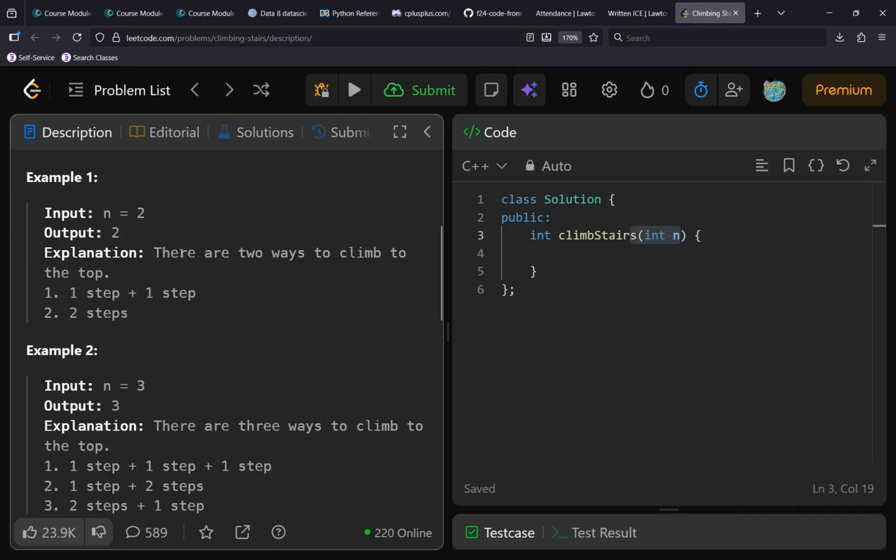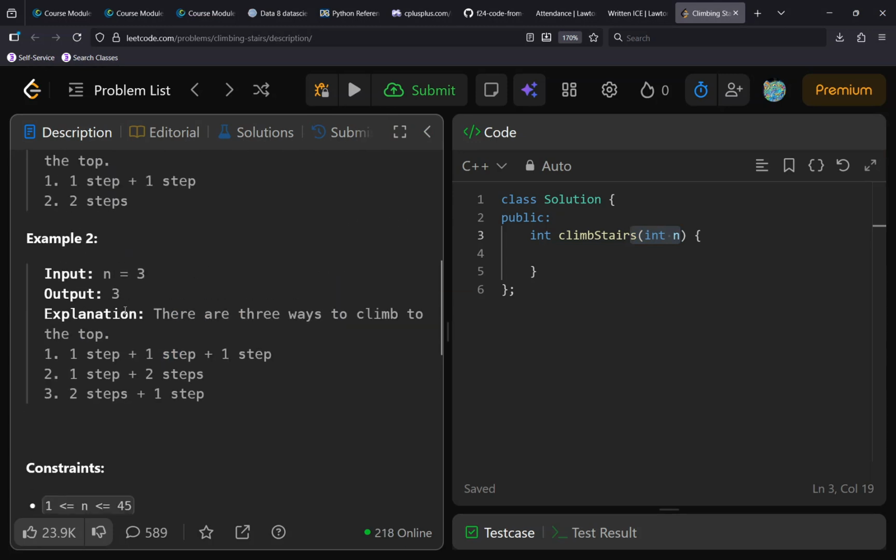So if n was 2, there's 2 ways to do it. You could do 2 1-steps or 1 2-step. N is 2, you give back 2. If n is 3, you give back 3 for this exact reason. You can go 3 1-steps, 1 step and then a 2-step, or 2 steps and then a 1-step. See how those are all distinct ways of getting to the top? Different ways of doing it.